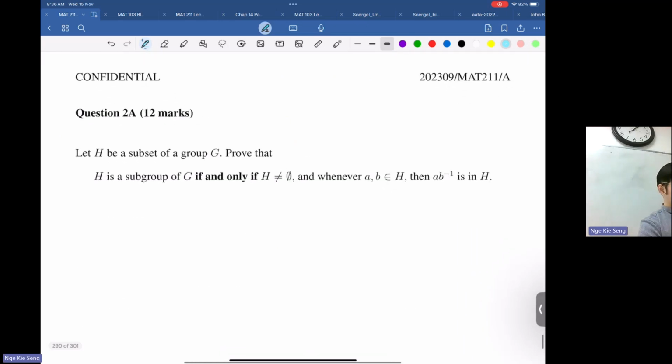Okay, question 2. Let H be a subset of a group G. Prove that H is a subgroup of G if and only if H is not empty and whenever A, B in H, then A B inverse is in H. Okay, so this question here, do you feel familiar or not?